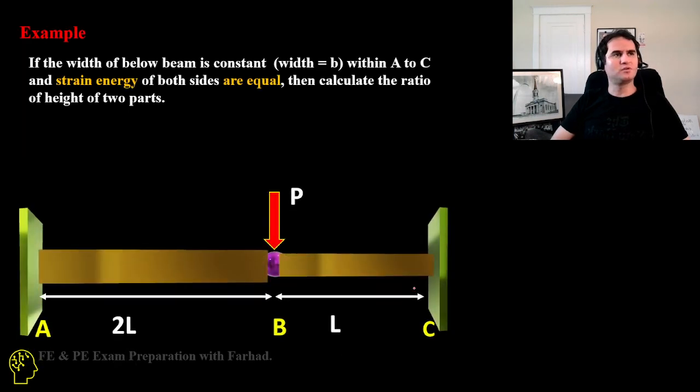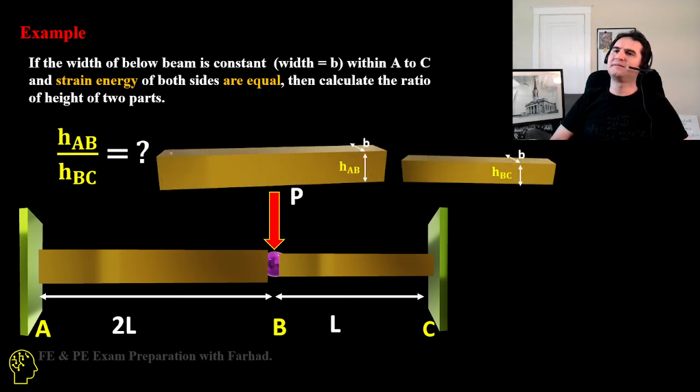And we were looking for the height of each part. So it simply says that if B remains the same, HAB is equal to 2 HBC. Thank you. We'll solve more problems.